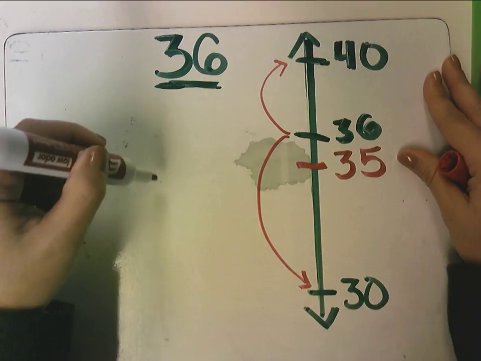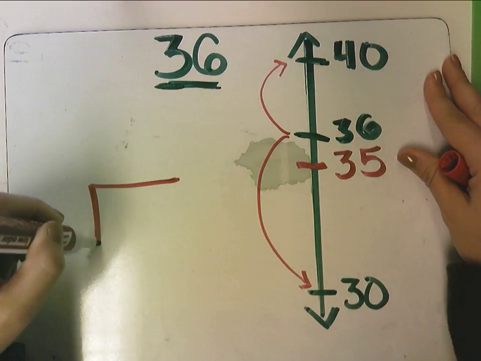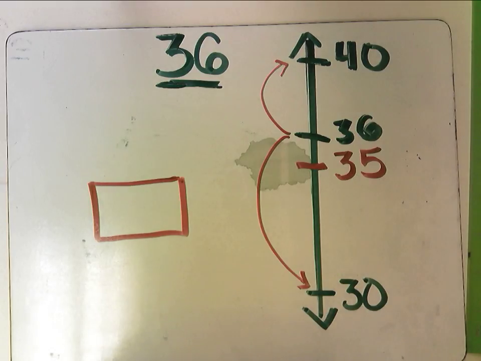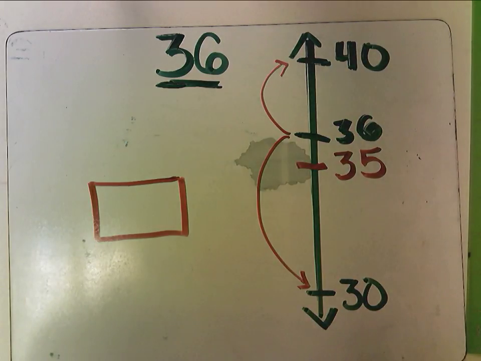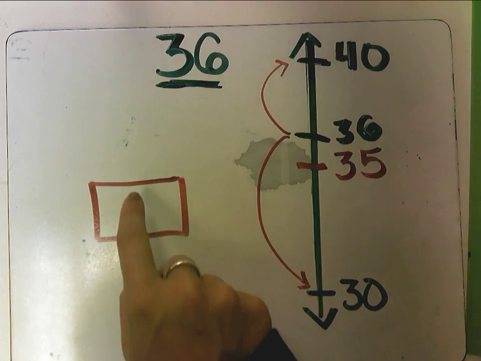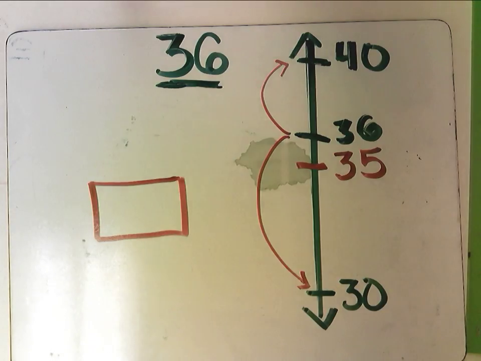I'm going to give you a second on your own whiteboard. In your own box, you're going to write which 10 you would round 36 to. Would you round it to 30 or would you round it to 40? I'll give you 10 seconds to write that in your own box right now.